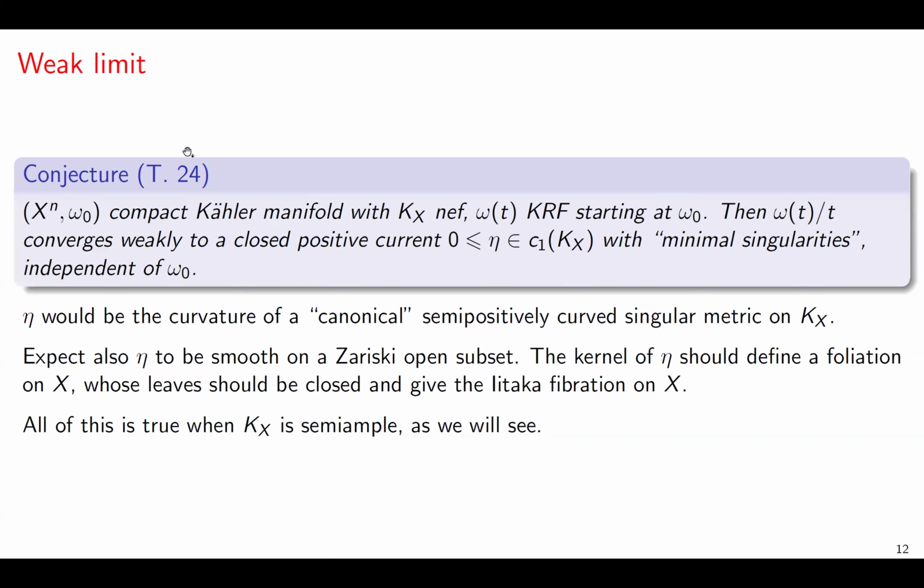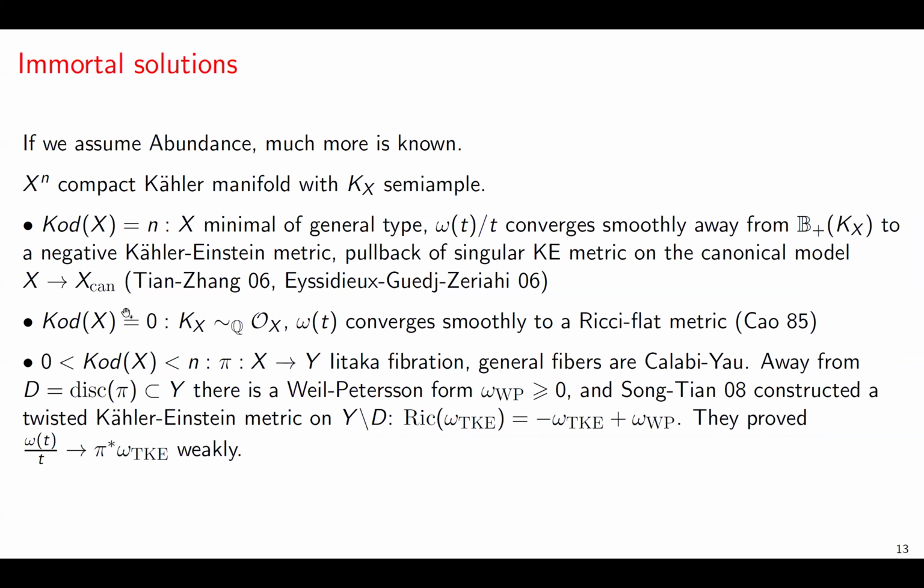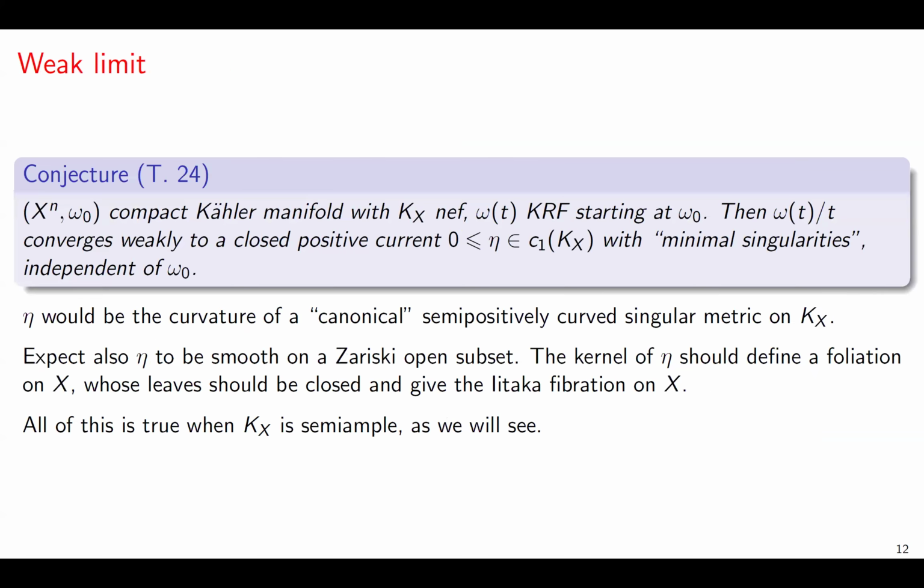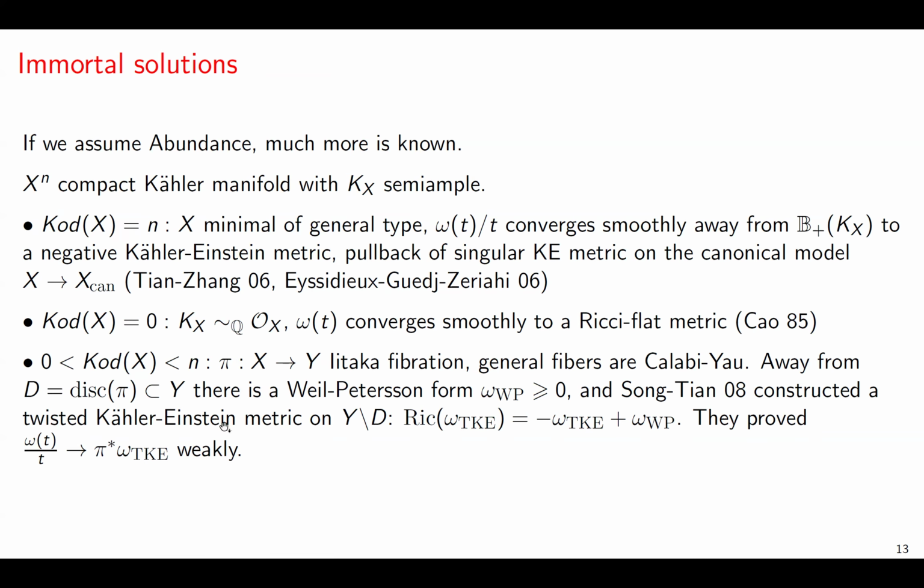So in this semi-ample case, the eta, I mean, the other two cases are stupid. Maybe the first one is not, but in any case, in the interesting case, the eta is the pullback of this twisted Kähler-Einstein metric. So in particular, it is smooth on the Zariski open set. It has bounded potentials everywhere. And when you view it upstairs, where it's smooth, it has a kernel. The kernel, of course, is just the Calabi-Yau fibers. So they give you the Iitaka fibration.